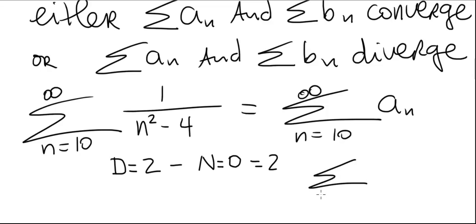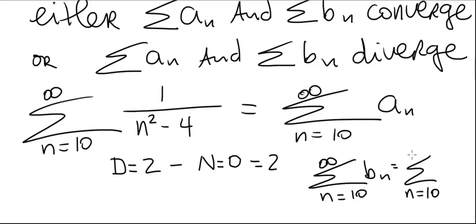Now select the B sub n series. Since our A sub n starts at 10, we'll start this one at 10 as well, to be the simplest series with the property that the difference in the highest power, d minus N, is equal to 2. And such a series obviously has to be 1 divided by n squared.